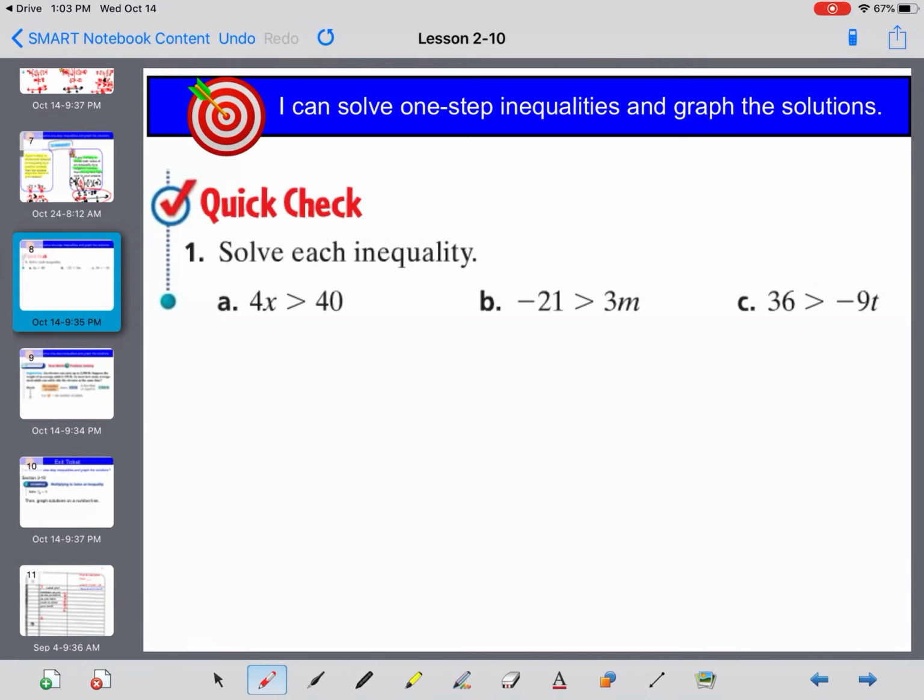Pause the video and try the next 3 problems. Then hit continue when you're ready to compare your answers.